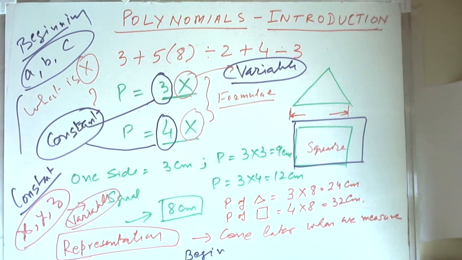So what we have learned in this video is what is a constant and what is a variable. They are representations of something which will happen or which will be measured subsequently, and by convention, constants are represented by the beginning letters of the alphabet like A, B, C, and variables are represented by the ending letters of the alphabet like X, Y, Z. It is just a convention.